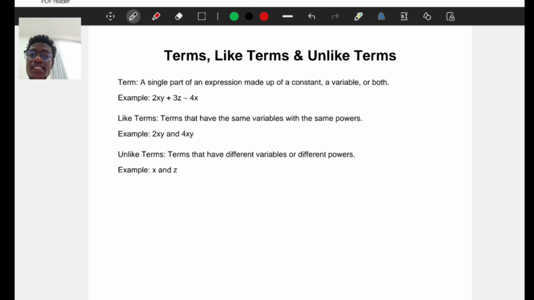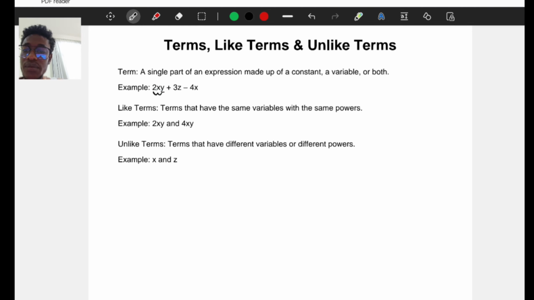The other one is terms. A term is a single part of an expression that can be made up of a constant, a variable, or both a constant and a variable. Just a single part of an expression. For example, here 2xy is a single part of an expression that's represented by a constant 2 and the variables xy. Here 3z is represented by the constant 3 and z. And if we add some number here, for example 9, it is also a term.